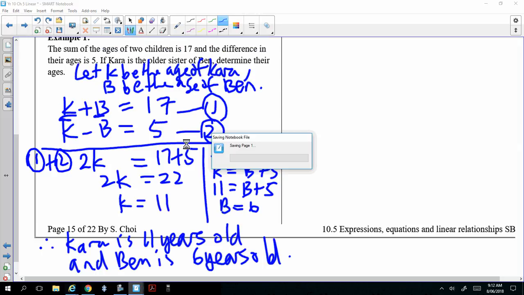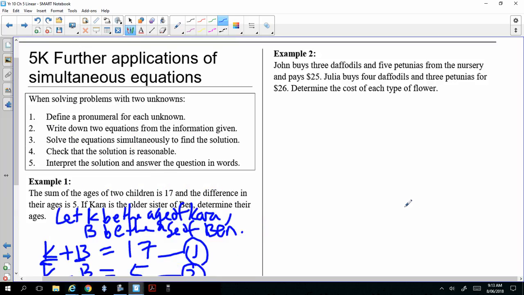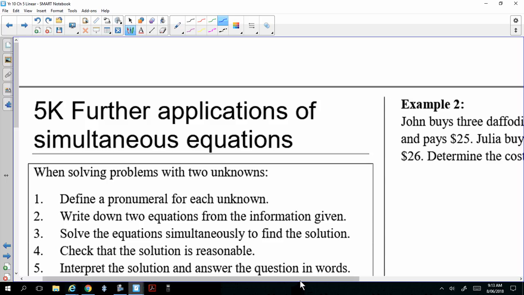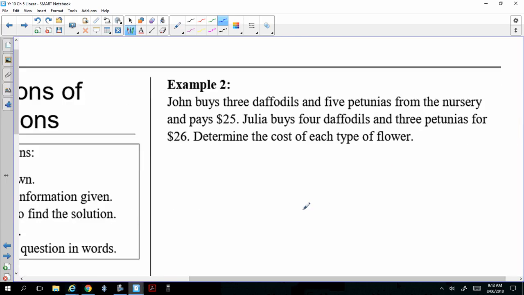Let's do another problem. I think some of you may have finished, but anyway. Example 2. We're going to solve this. Example 2 will have a slightly harder equation. John buys 3 daffodils and 5 petunias from the nursery and pays $25. Julia buys 4 daffodils and 3 petunias for $26. Determine the cost of each type of flower.